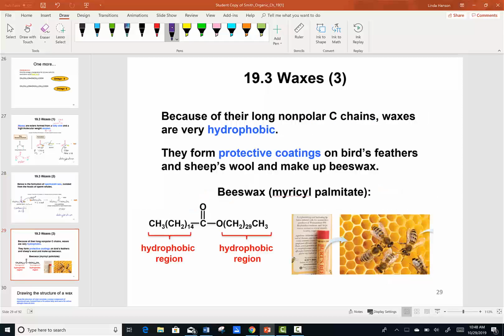Because of their very long nonpolar carbon chains, waxes are very hydrophobic. And we know that hydrophobic means water hating. Literally, that's the interpretation of hydrophobic, water hating. So they're very good at forming protective coatings, for instance, in birds' feathers or sheep's wool, or they are the primary ingredient in beeswax. Beeswax, we're showing you the chemical formula here.